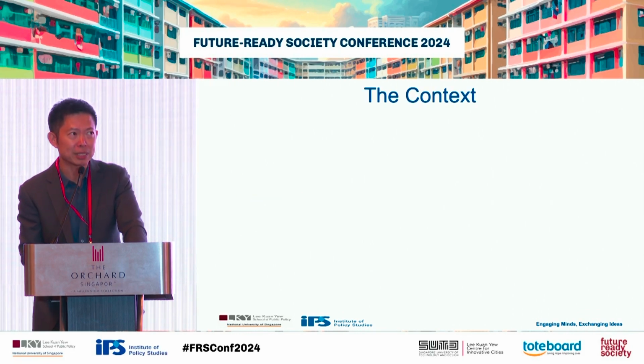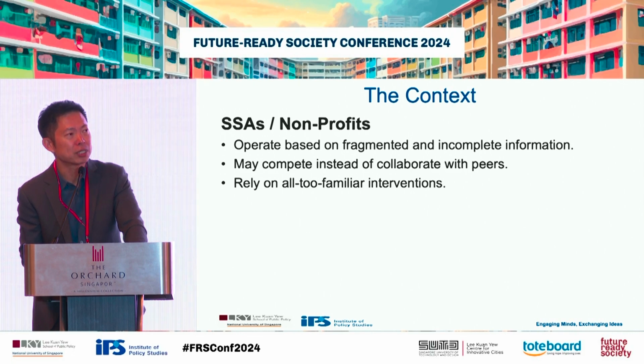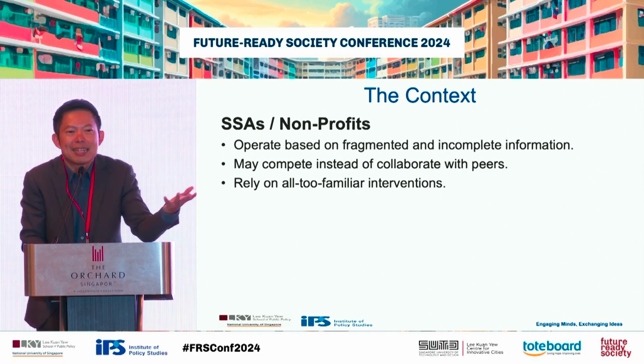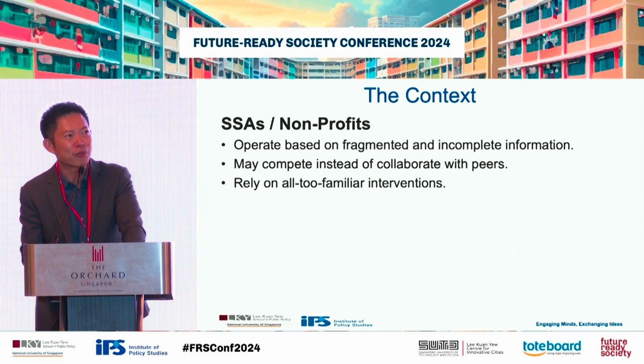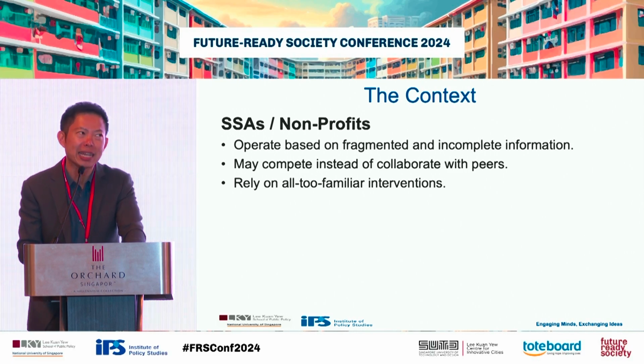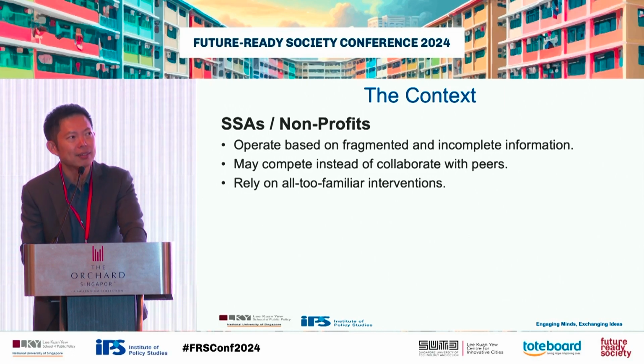So the context we're starting from is the social service agencies, or nonprofits. Many of you operate based on fragmented and incomplete information. I can say this because I have many friends there. They tell me, yeah, we operate like that. It's fragmented and incomplete, but we just go ahead and chug along. And actually, we compete rather than collaborate with our peers quite often. And we rely on all too familiar interventions.